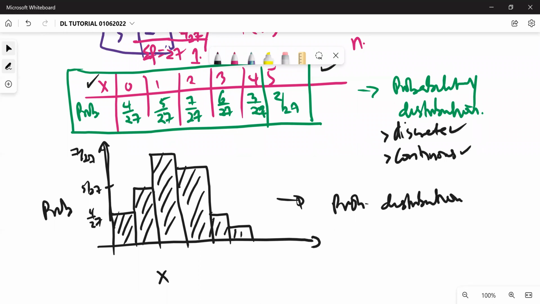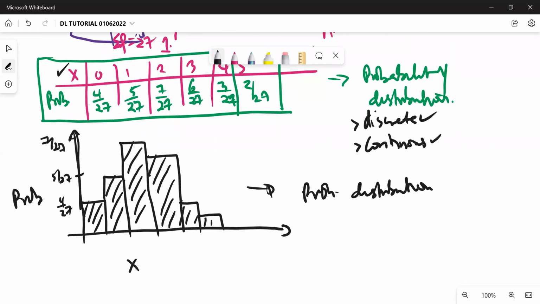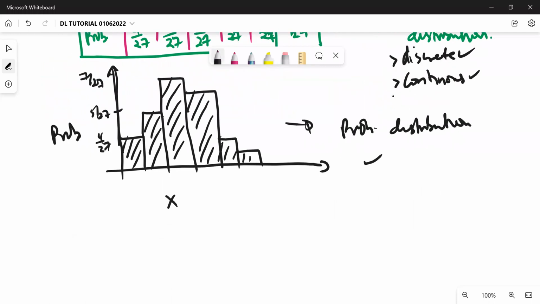So a probability distribution is a table like this one. Okay, it can be a graph like this. And finally, it can be a formula.